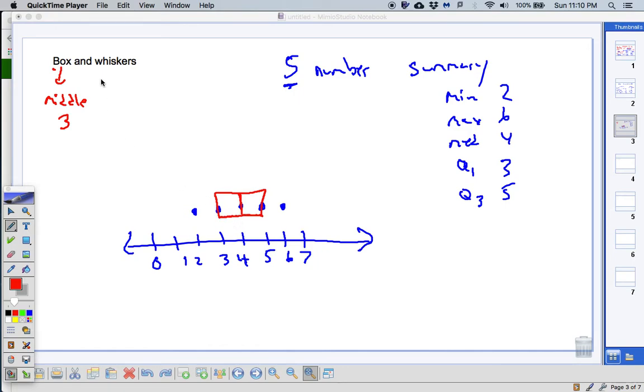Okay? And then the whiskers go to your min and the max, which are the outer dots. Okay? So you start from that middle dot right there, and you go to the outer one and you put a little line through it, and you do the same thing on the other side. And that is called a box and whiskers plot.